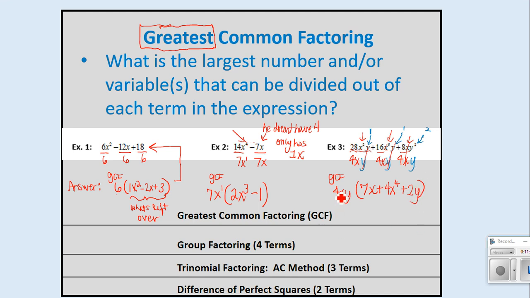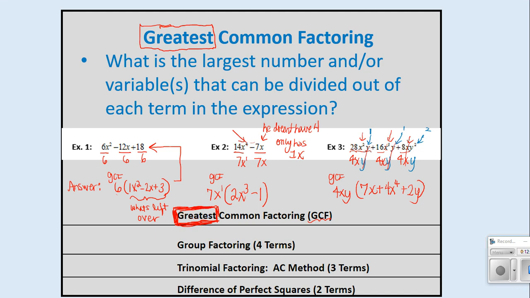Now if I were to remultiply, 4 times 7, 28. X times x, x squared. Y times no y, 1y. 4 times 4, 16. X times x to the 4th, x to the 5th. Y, bring the y over. 4 times 2, 8. X times, oh, no x would just be an x. And y times y would be y squared. Just remember, you always have to take the greatest. Not just any common factor, but the greatest. That's what GCF stands for.